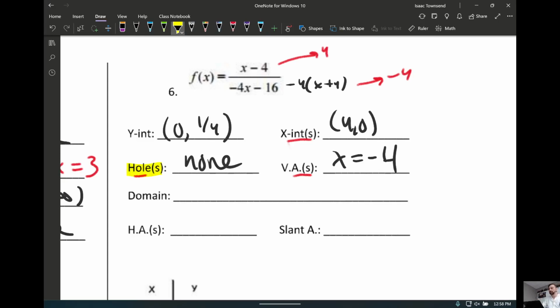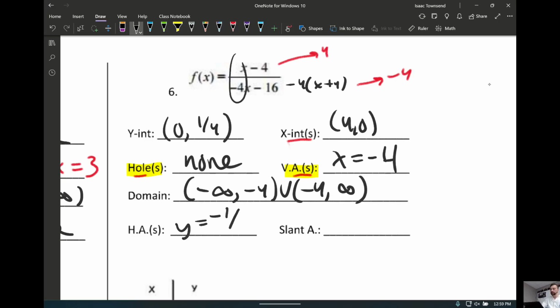Holes and vertical asymptotes are the two things you need to take out of the domain. So I need to make sure I take the numbers less than -4 and bigger than -4, since -4 is the only thing we can't plug into this function. Horizontal asymptote rules, the degrees are equal, so it's going to come from y equals leading coefficient over leading coefficient. And slant asymptote is only if the degree of the numerator is 1 bigger than the degree of the denominator. Yeah. How do you do the leading coefficient over the leading coefficient?